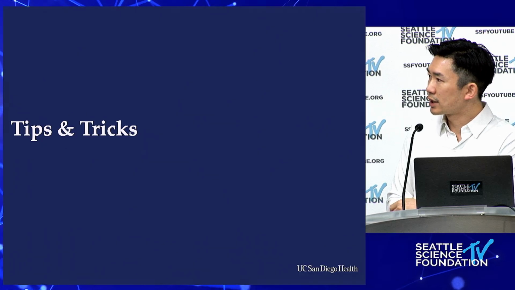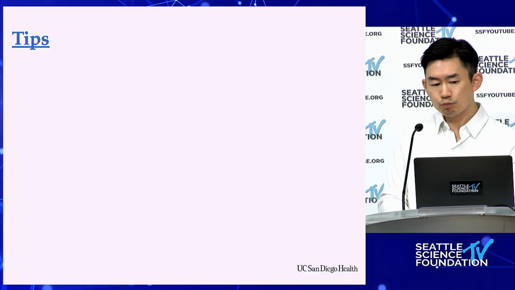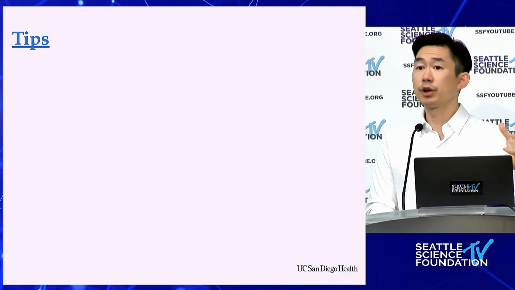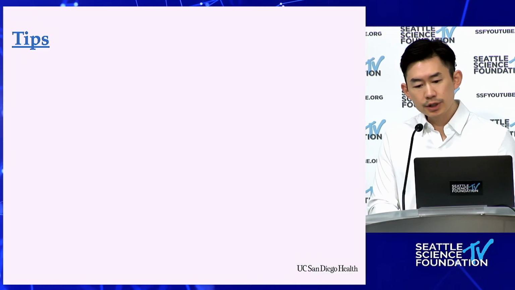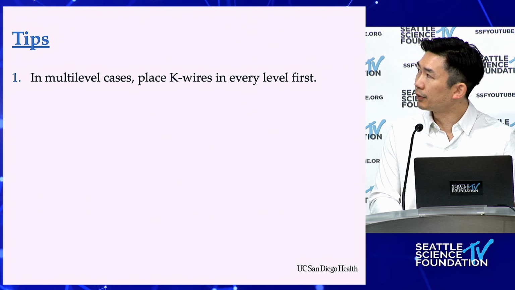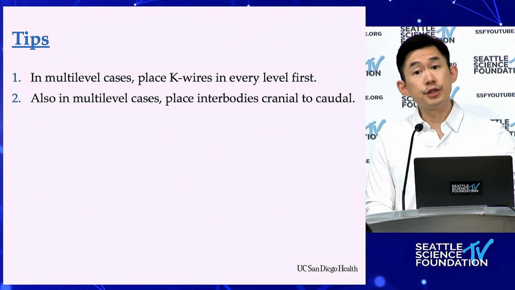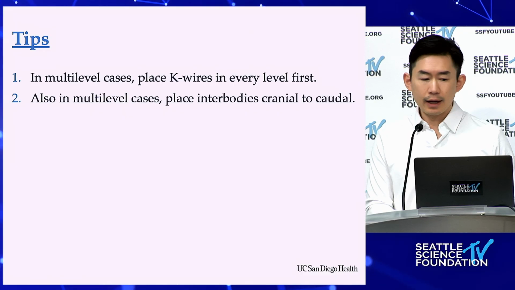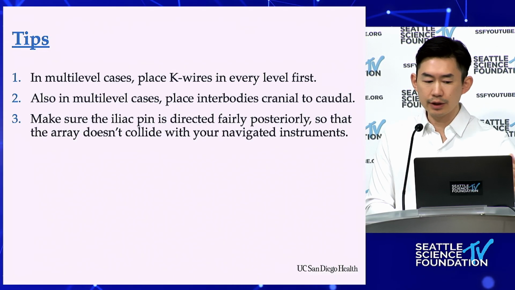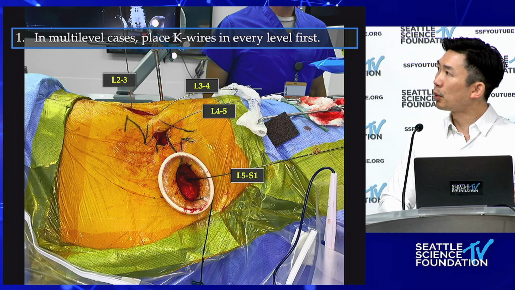So for the tips and tricks that I found that were useful in my own adoption of this, 3 tips and 3 tricks. So I'm going to tell you the tips, and then we're going to go over them in detail. First, in multi-level cases, I place all my K-wires first at every level. Also in multi-level cases, I place the inner bodies from cranial to caudal. And then lastly, you want to make sure the iliac pin is directed posteriorly so that the array doesn't collide with your navigated instruments, right?